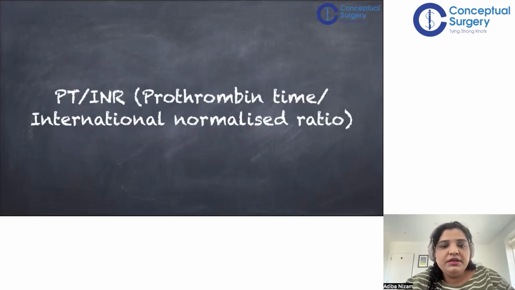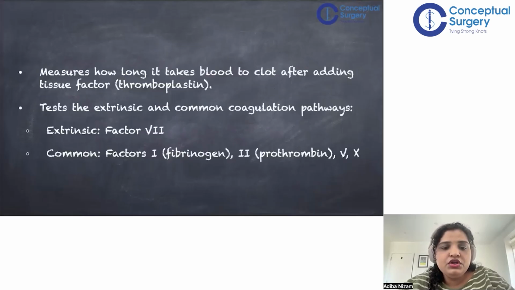Now, we'll discuss prothrombin time and the international normalized ratio in a little bit of detail. So, this measures how long it takes for blood to clot after adding the tissue factor into a sample of anticoagulated blood. So, this tests the extrinsic and the common pathways.